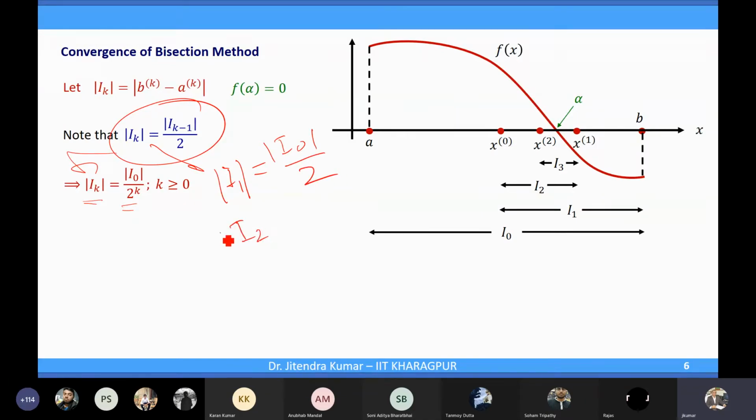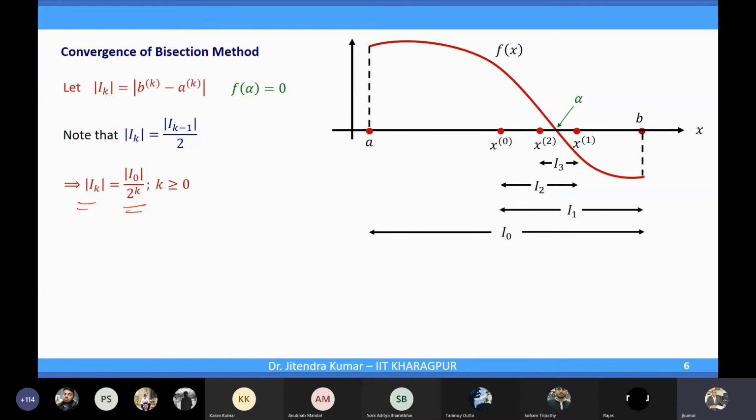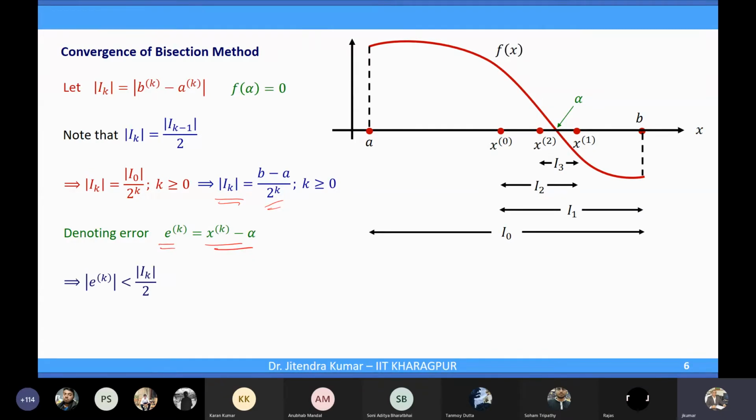Then you go with I_2, that is half of I_1, and I_1 is again I_0 by 2, so 2 power 2. In this way you can conclude that I_k is I_0 over 2^k, and I_0 is nothing but b minus a, the initial one. So we have the length of I_k given by (b minus a) over 2^k. Now if you denote the error by x_k minus alpha, then your error e_k is less than I_k by 2.